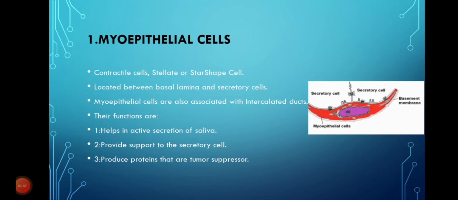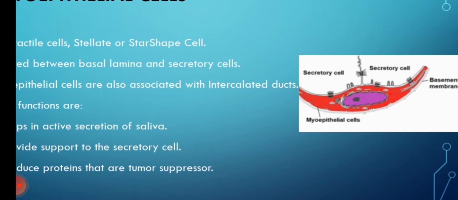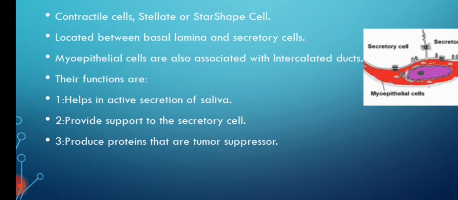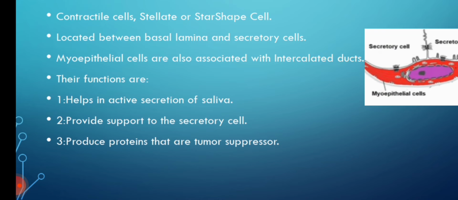First one is myoepithelial cells. Myoepithelial cells are contractile cells. They are stellate or star-shaped cells. They are located between the basal lamina and secretory cells. They are also associated with intercalated ducts. Their main functions are that these cells help in active secretion of saliva, and they provide support to the secretory cells. They produce proteins that are tumor suppressors.